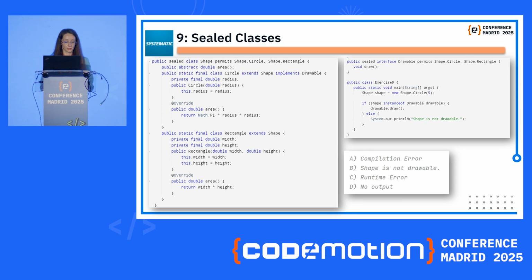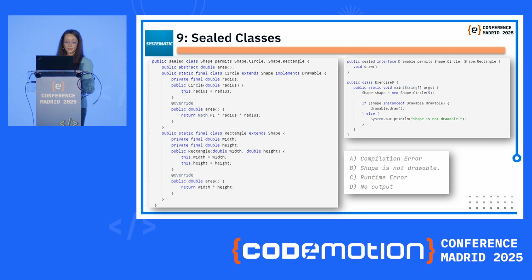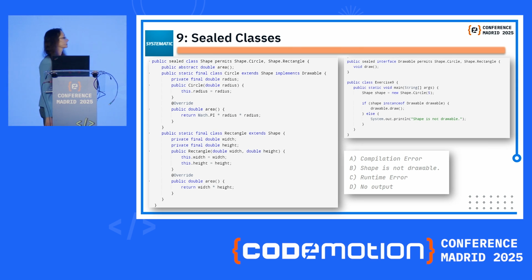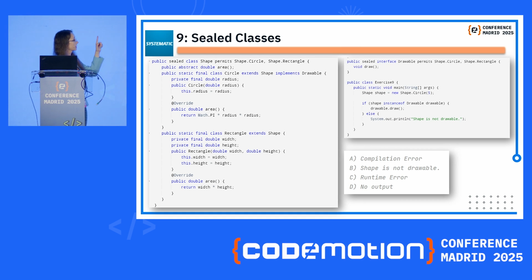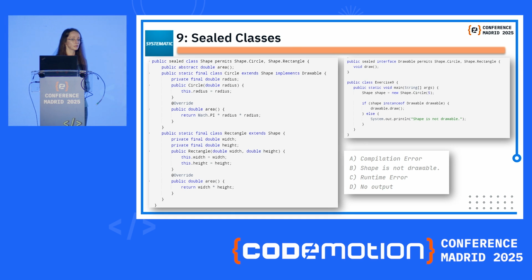As options, we have A, that we get a compilation error. We have B, that shape is not drawable, so the else statement over there. Perhaps we get a runtime error, or nothing. Nothing gets displayed. This means that neither the if nor the else statements will actually be triggered over there. So what do you think we will get?